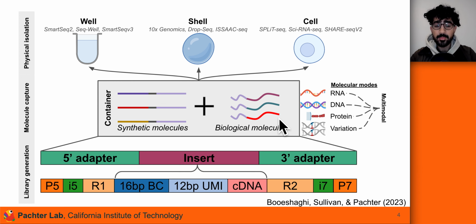And the sequencing library is generated from this tagging process, whereby sequencing adapters on the 5' and 3' end are attached to an insert to generate a sequencing library for sequencing. And this is just a simple example on the bottom here showing you an example sequencing library for the 10x Genomics v3 assay, which contains a 16 base pair barcode, a 12 base pair UMI, and then cDNA, which is the molecular mode that was captured.